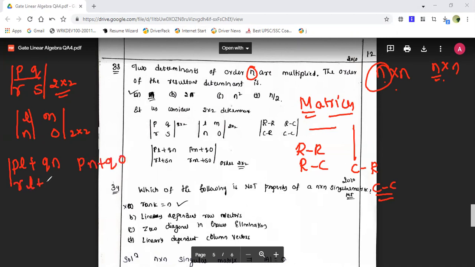Similarly, R into L plus S into N, R into M plus S into O. So again, if you see, this is a 2 cross 2 matrix, this is a 2 cross 2 matrix. The resultant determinant is also of 2 cross 2. So this implies, whatever the order may be, if you are taking in general an n cross n determinant and multiplying, then the resultant determinant is also of order n. Therefore, option A is the correct answer.